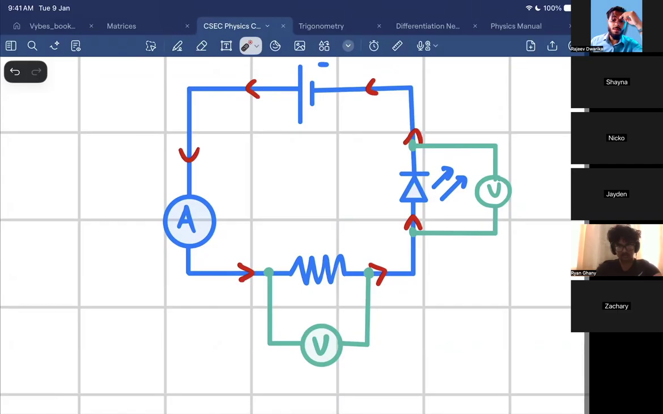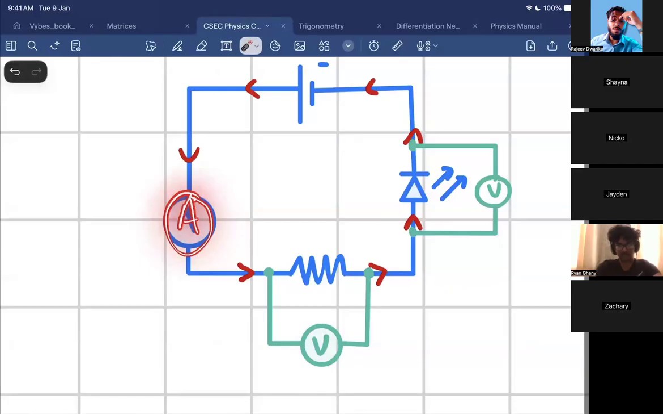Low resistance. A low resistance, Ryan. You think you can tell me why we want the ammeter to have a low resistance? Because we don't want it to affect the circuit. Exactly. If it had a high resistance, it would restrict the flow of current.